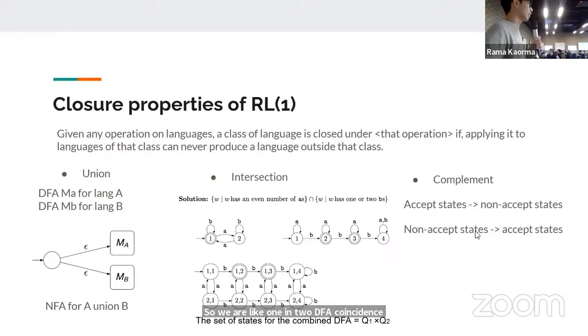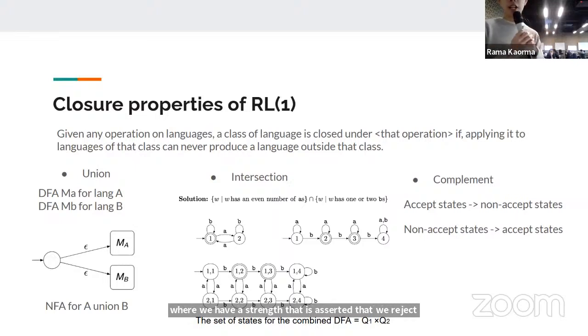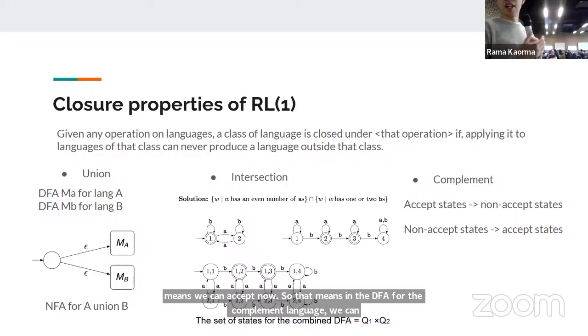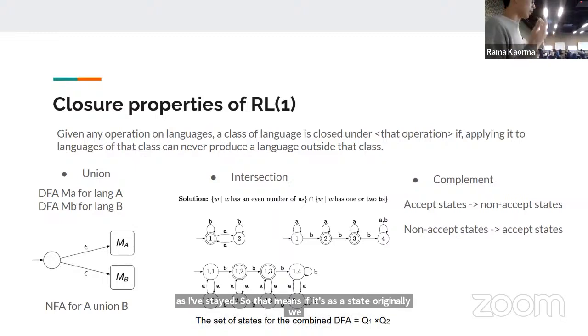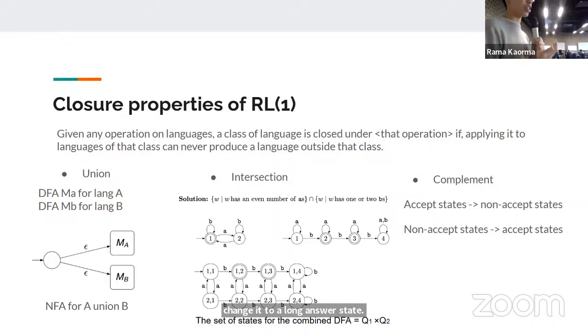For complement, this is easier, I think, because intuitively, if we take the complement of the language, that means when we have a string that is accepted, then we reject now. If we have a string that is rejected, then that means we can accept now. So in the DFA for the complement language, we can swap the accept states and non-accept states. If it's an accept state originally, we change it to non-accept. And if it's a non-accept state, including the initial state, then we change it to an accept state.